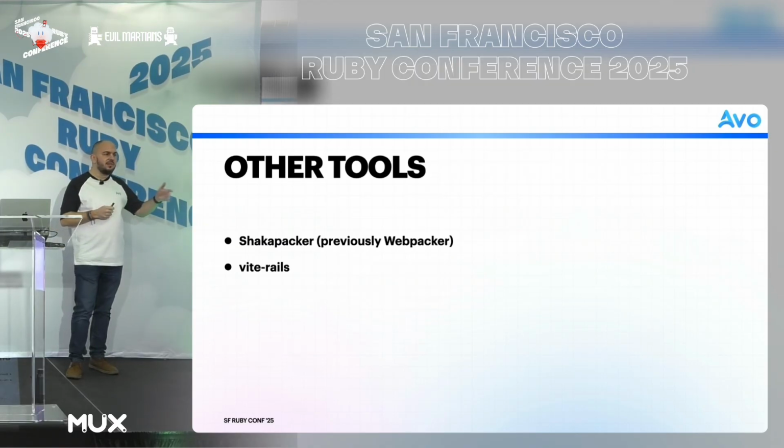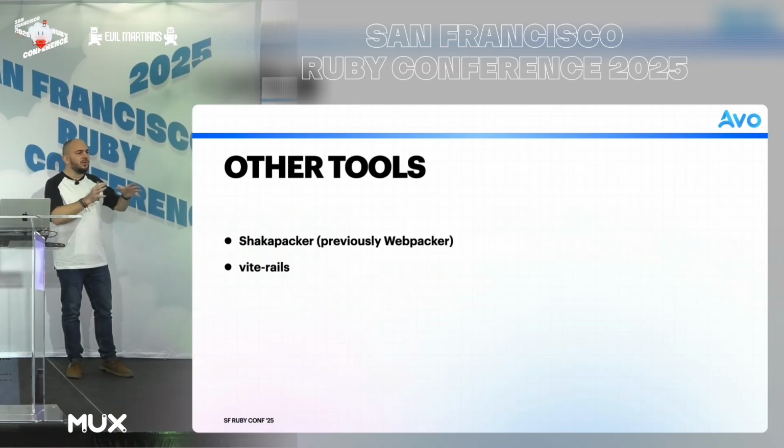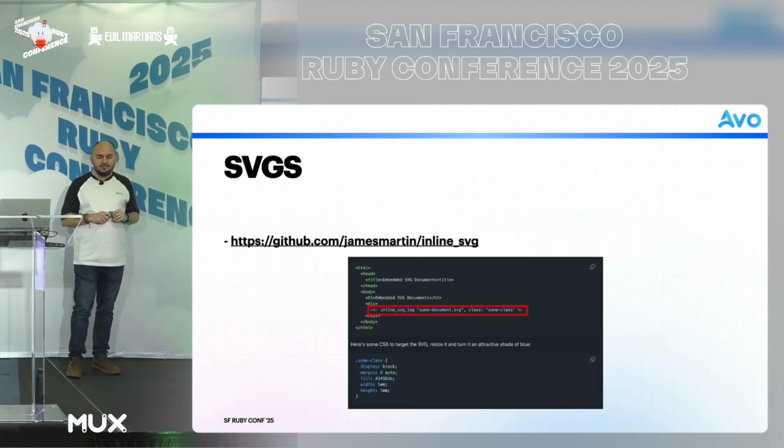There are other tools out there, like Shakapacker, which is a fork of Webpacker. It's maintained by a third party. And we have Vite Rails, which is kind of amazing. It takes a different approach where it does everything for you, from bundling to the dev server, and a lot of really, really cool stuff.